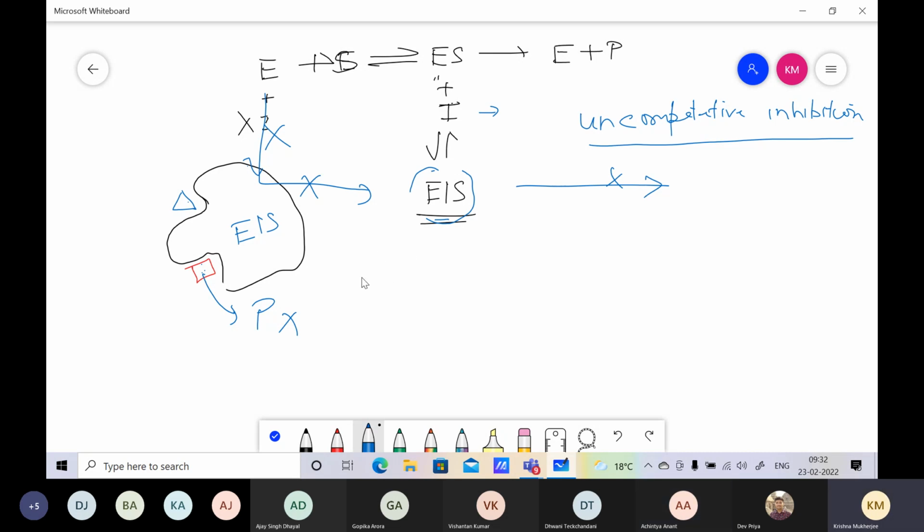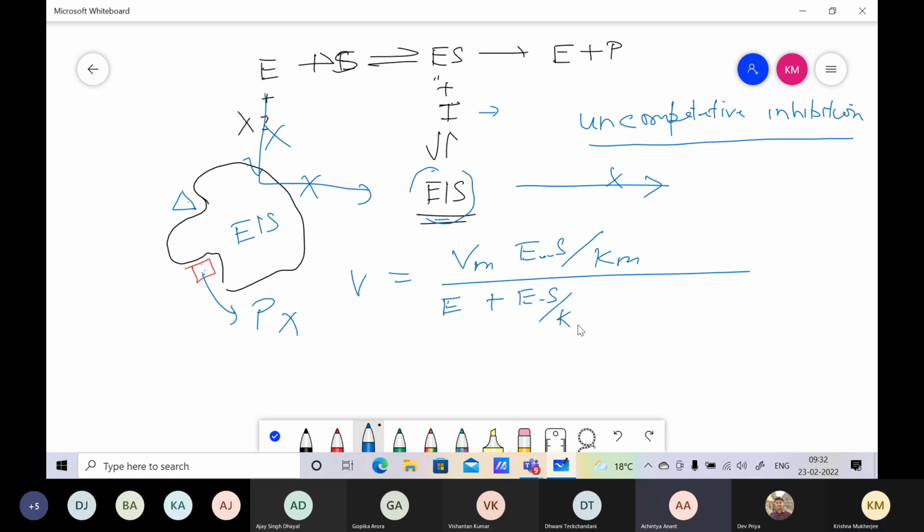So now tell me, for the simple case, V is equal to Vmax E into S upon Km, and then E plus E into S upon Km plus E into I into S upon Km alpha KI. Okay, so now again let us simplify.